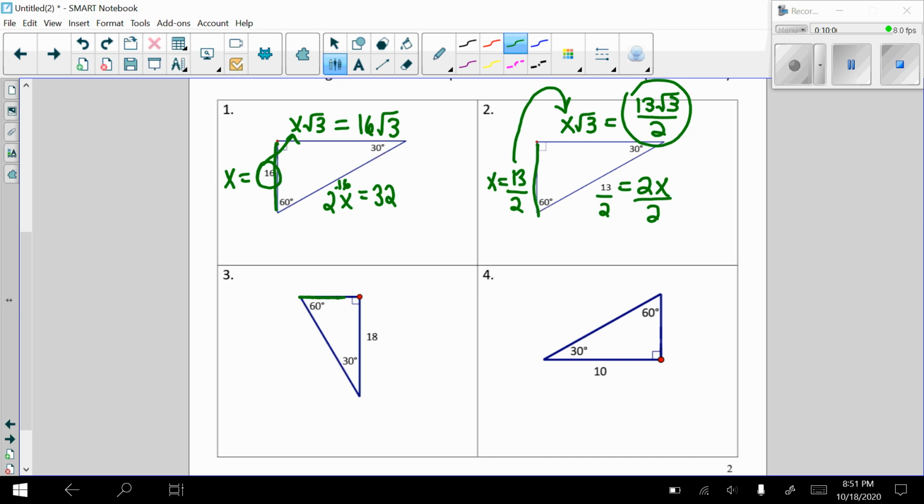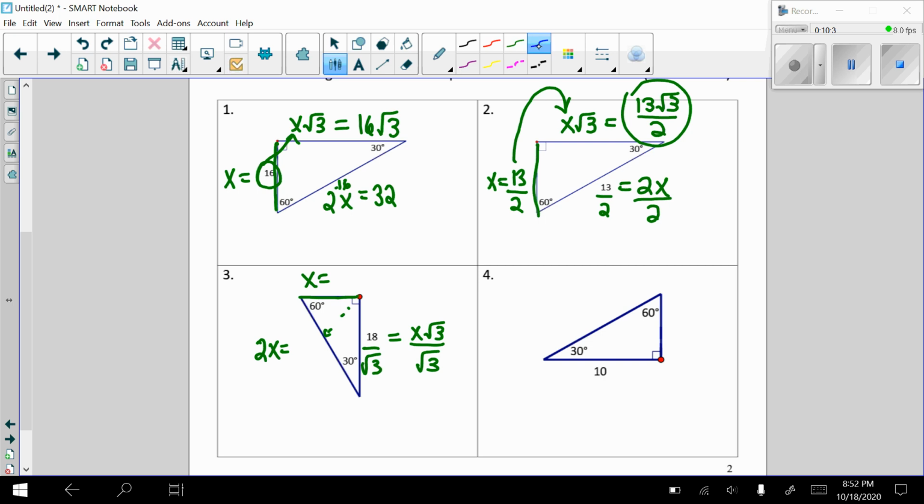Okay, looking at number 3, here's our short side. The hypotenuse is 2x, that's over here. So we've been given the x root 3 side. In order to solve for x, calculate the side length, we have to divide by root 3 on each side.